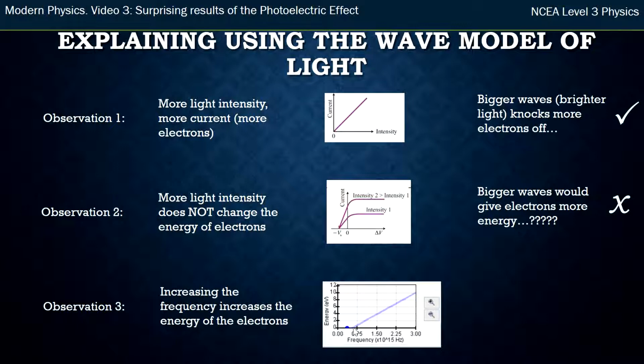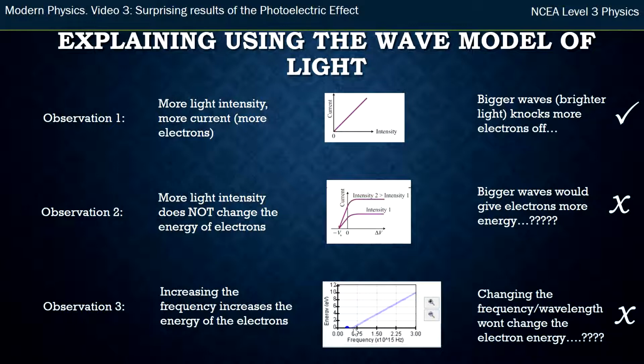The last one is increasing the frequency, so how many waves are hitting the beach every second. I don't think that thinking about waves would actually change the energy of the electrons. If I'm thinking about my wave hitting the beach model, just getting more waves hitting the beach doesn't really change how much energy bits of sand are getting. So again, there's two observations here that are not really explainable using a wave model of light. And in the next video, which is the last one, we'll introduce a new model of light which happens to explain all of these three observations.